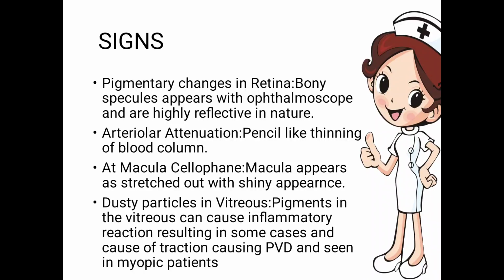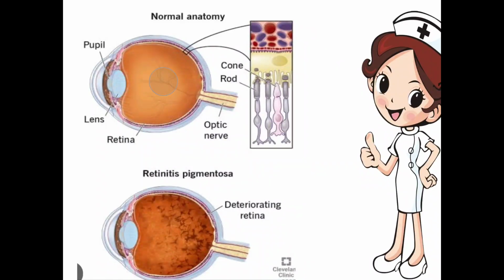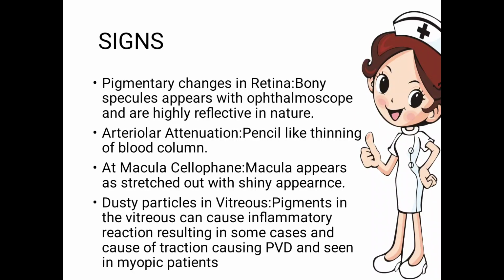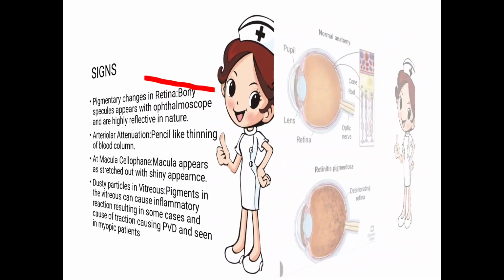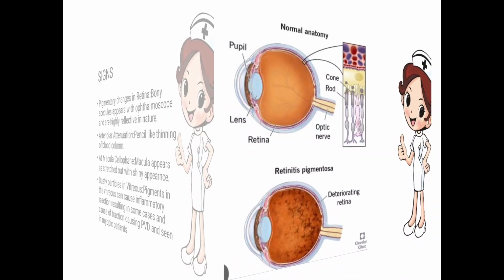Next one is arteriolar attenuation, pencil-like thinning of the blood column. The arteries become very thin like a pencil, so thinning of the blood vessels takes place, which is the second sign of retinitis pigmentosa. At the macula, cellophane maculopathy: the macula appears stretched out with a shiny appearance. The macula is present here and it appears shiny and bulged out.